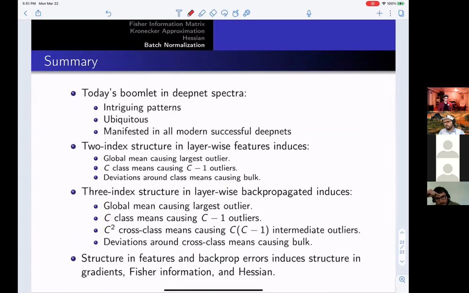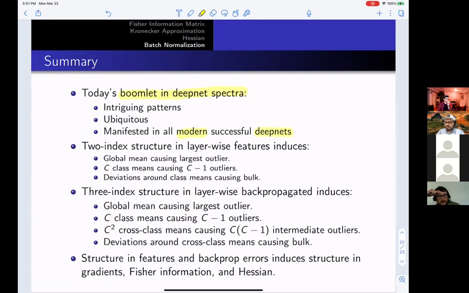So it seems like we're out of time. So here's the summary of this whole topic. Next time, we're going to move to a different topic. So the summary is that there is a bulk and outliers in DeepNet spectra. There are patterns which are ubiquitous, such as outliers, minibulks, and bulks, which are manifested in modern successful deep nets.